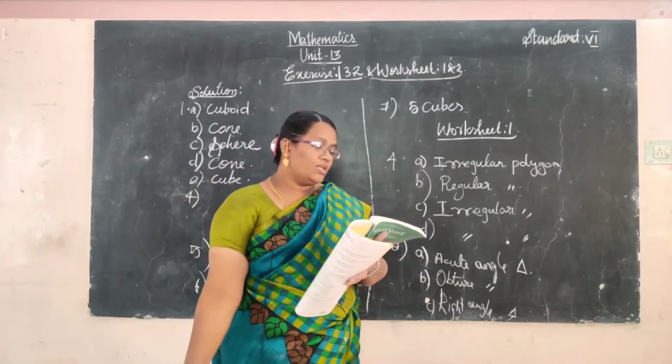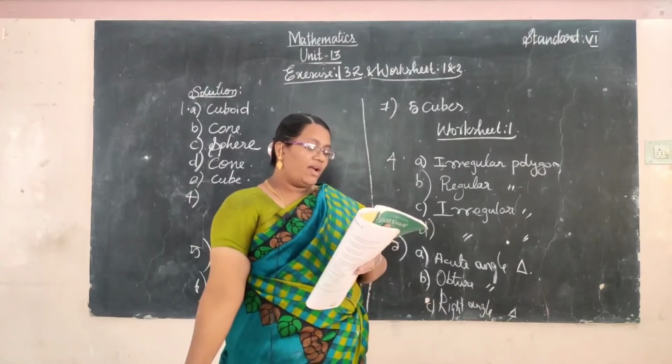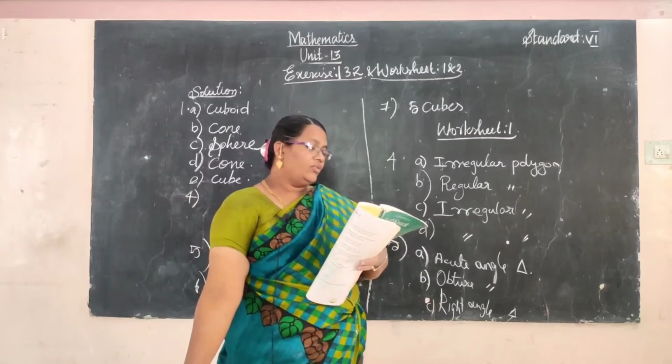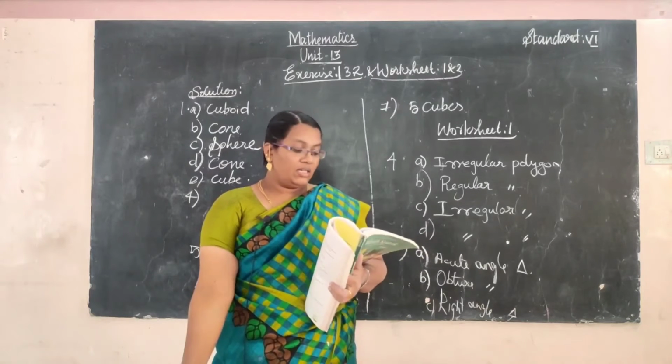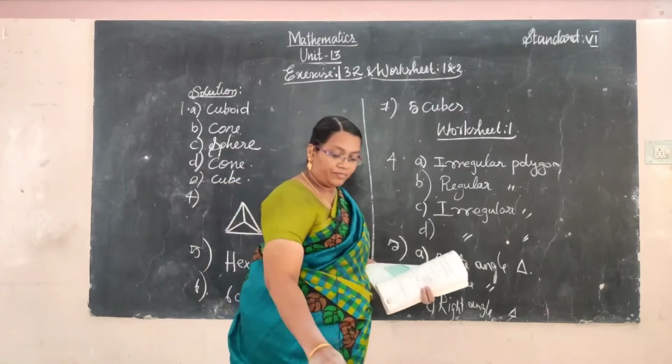6th one. One angle of the rhombus is 70 degree. Find the remaining angle.